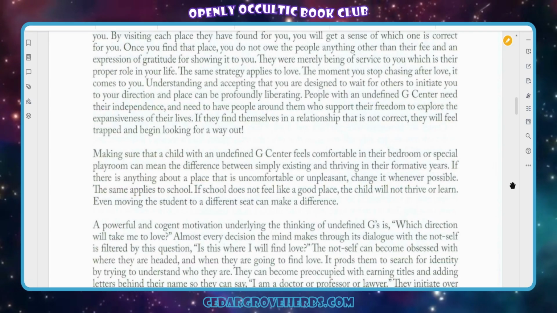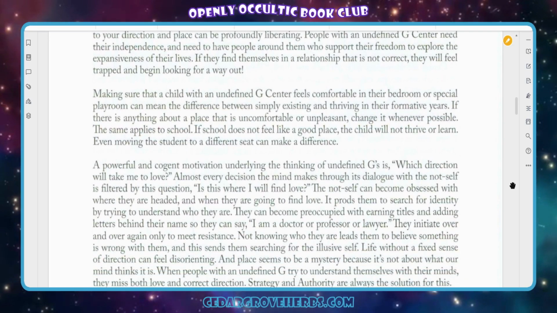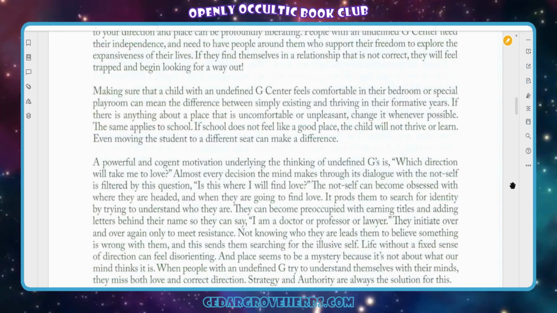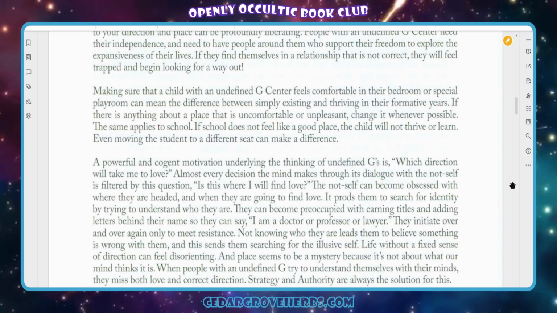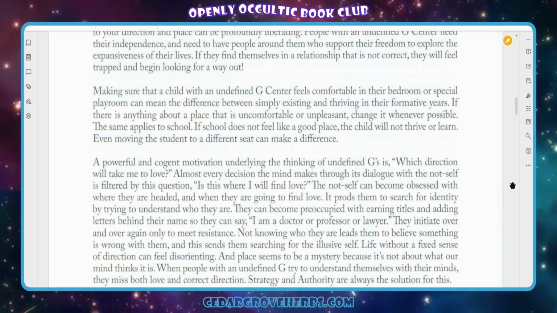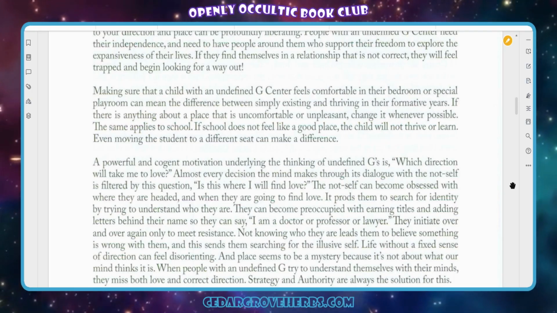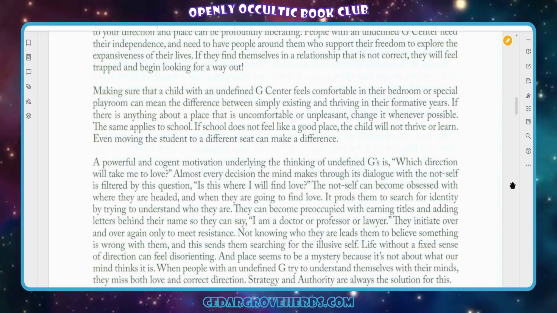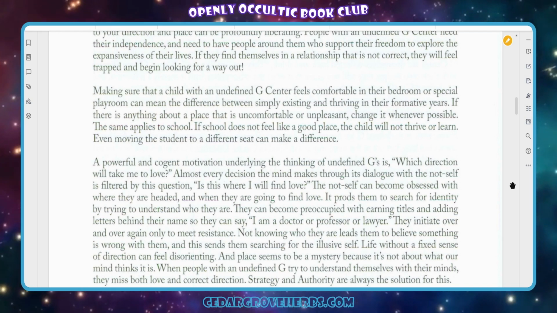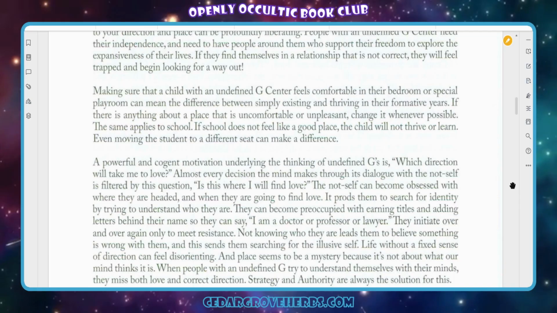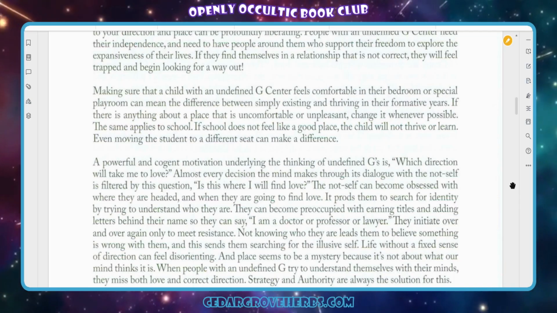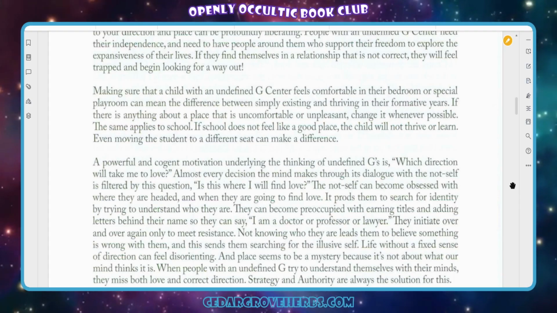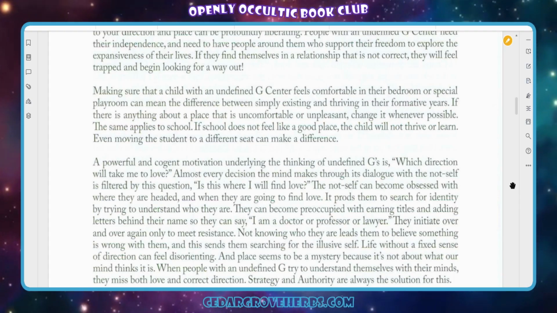Making sure that a child with an undefined G center feels comfortable in their bedroom or special playroom can mean the difference between simply existing and thriving in their formative years. If there's anything about a place that's uncomfortable or unpleasant, change it whenever possible. The same applies to school. If a school does not feel like a good place, the child will not thrive or learn. Even moving the student to a different seat can make a difference, right?